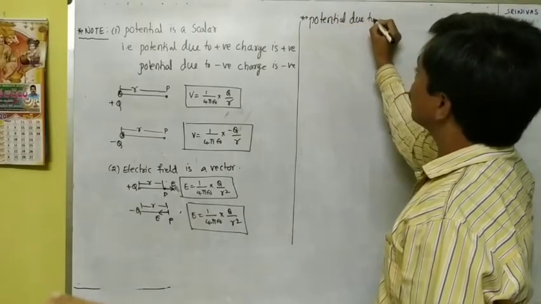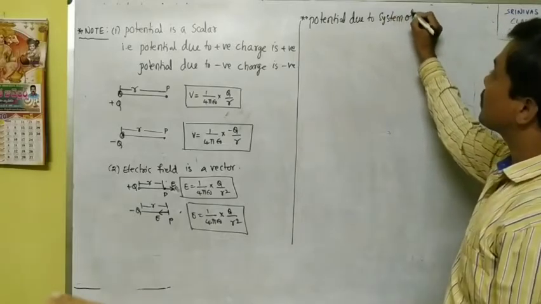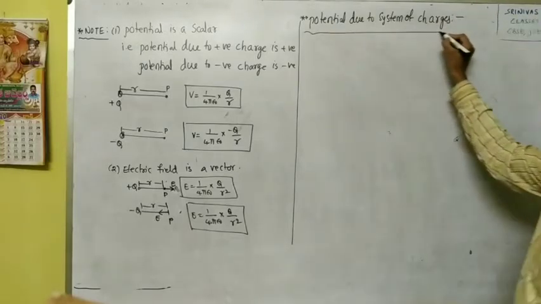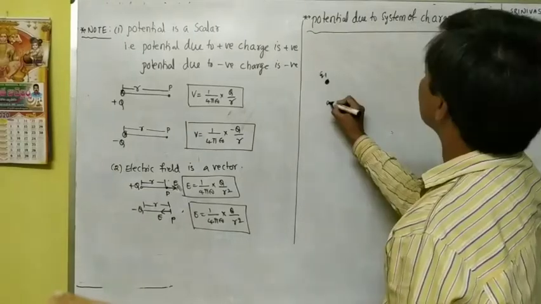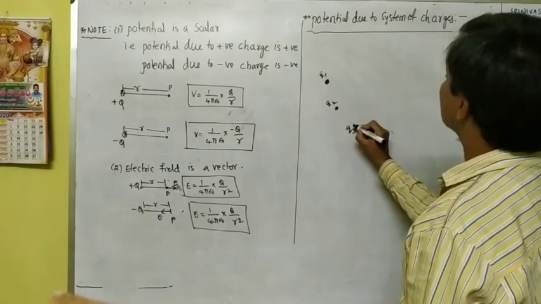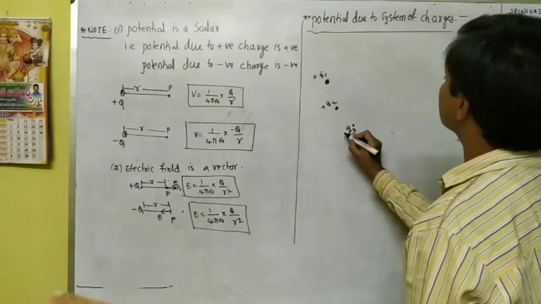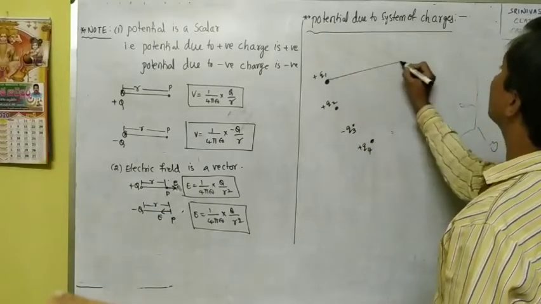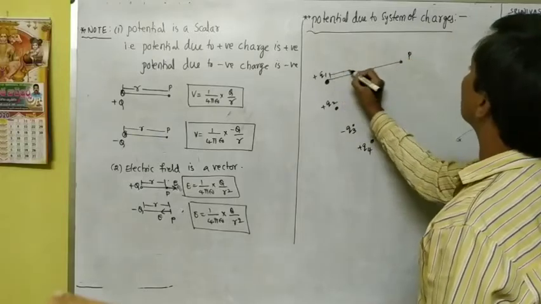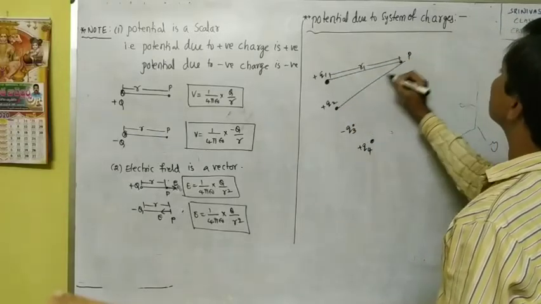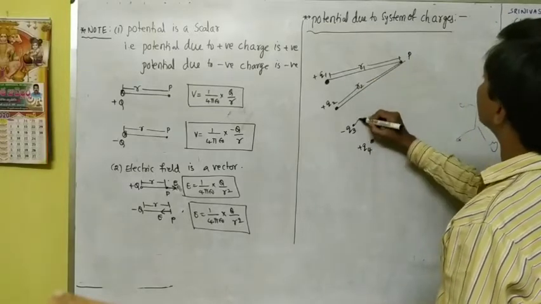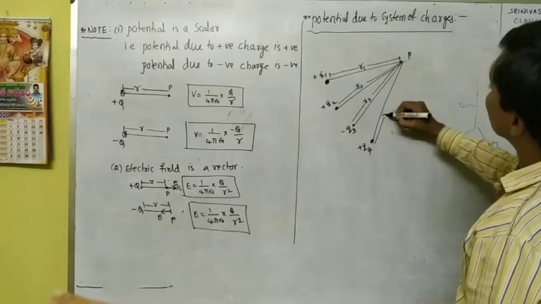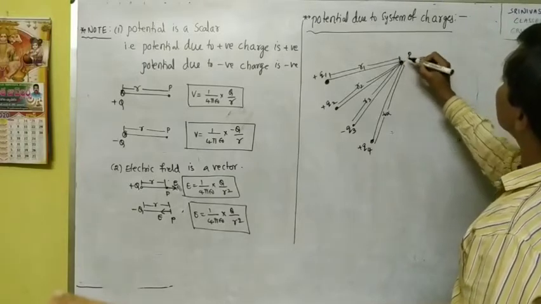Potential due to system of charges. If many charges are there, then how to find out the potential? Suppose this is Q1 charge, this is Q2, this is Q3, and this is Q4, with signs plus, plus, minus, and again plus. There are several charges and this is a point P. It is at R1 distance from Q1 charge, R2 distance from Q2 charge, R3 distance from Q3 charge, and R4 distance from Q4 charge. I want to find out the potential at point P.